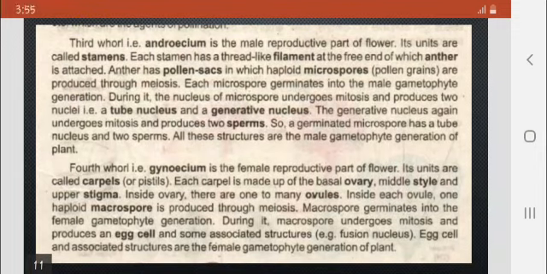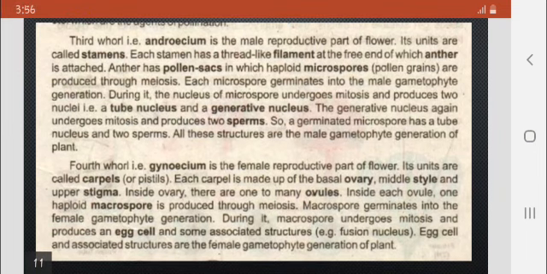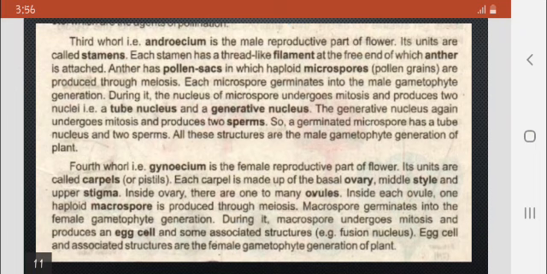The third part of the flower, that is the male part of the flower, is also called androecium. It is the male reproductive part of the flower. Its units are called stamens. Each stamen has a thread-like filament, at the free end of which the anther is attached. Each anther has a pollen sac in which haploid microspores, the pollen grains, are produced through meiosis.